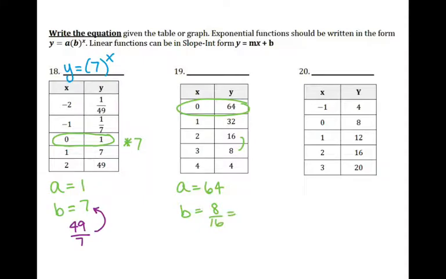So 8 over 16 is 1/2. So I can write my equation, y equals a, which is 64, times b to the x.